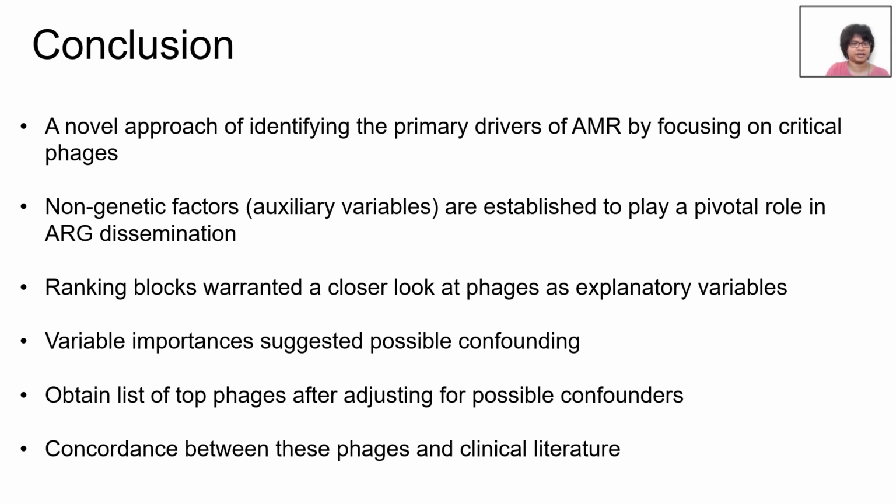To conclude, we explored a new approach of identifying the primary AMR drivers with a focus on phages. While non-genetic factors play an important role, their importance is already established in literature. But ranking blocks revealed that phages needed a closer look. Overall, variable importances suggested that confounding effects might be at play. After obtaining an updated list of top phages after adjusting for possible confounders, we found meaningful results with an agreement between these phages and clinical literature.